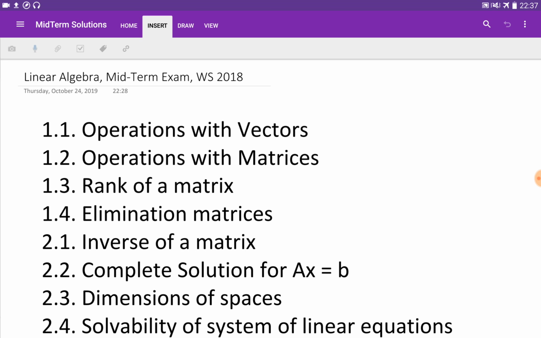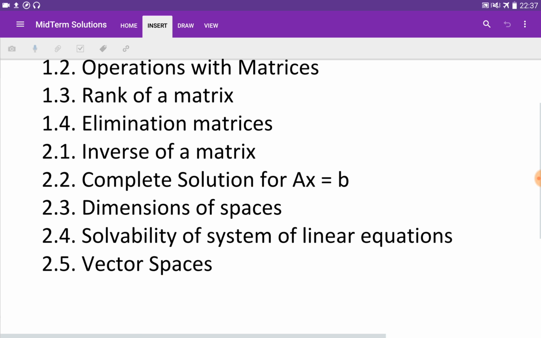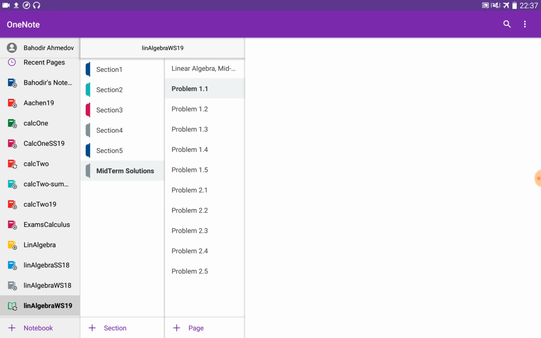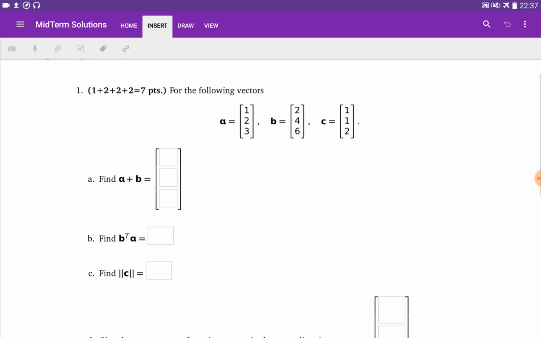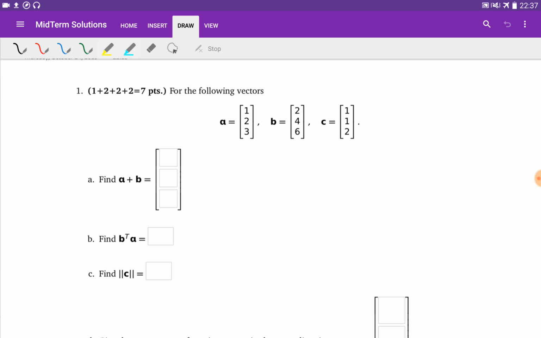In this video, we're going to discuss the solutions for the midterm exam on linear algebra from the winter semester 2018. The exam contains 2 parts. In the first part, there are 4 questions, and in the second part, there are 5 problems. Let's start with the first part. The first question is about vectors, so we just need to do some operations over the vectors.